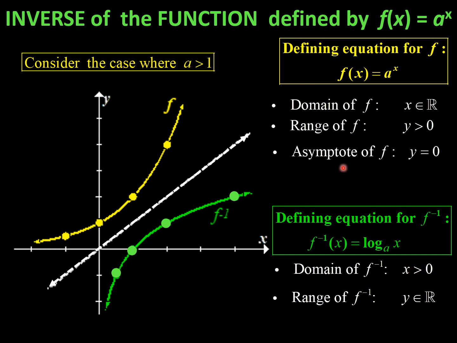The exponential has a horizontal asymptote. So the logarithm, that's correct, will have a vertical asymptote. This horizontal asymptote was y equal to 0, and the inverse one has x equal to 0.